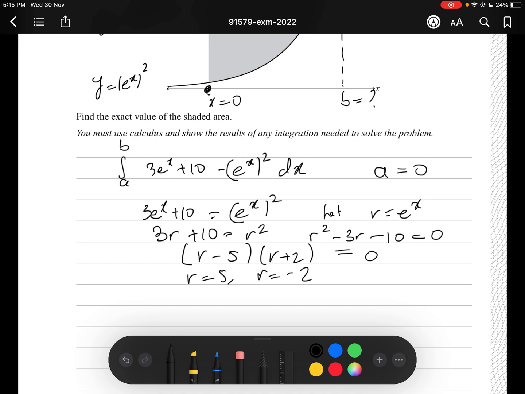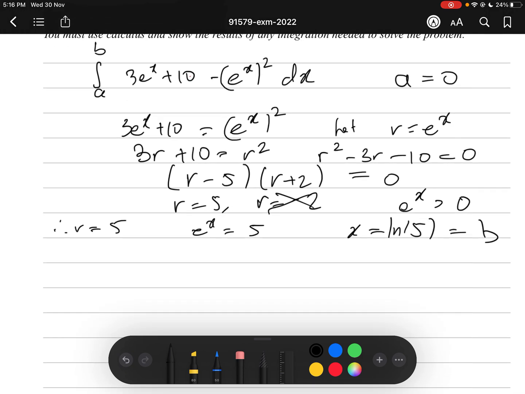But r equals negative 2 is not a valid solution, because e to the power of x is strictly greater than 0. Therefore we cannot have r equals negative 2. So r equals 5 and e to the power of x equals 5. Taking the log of both sides, we get x equals ln of 5. And that equals our b value, which we were trying to find.